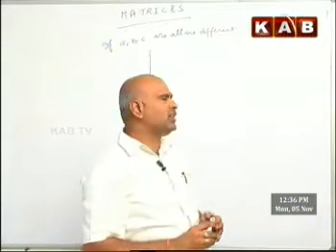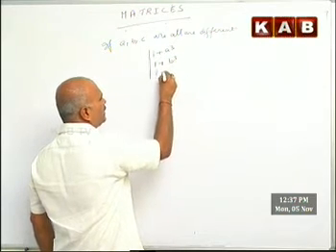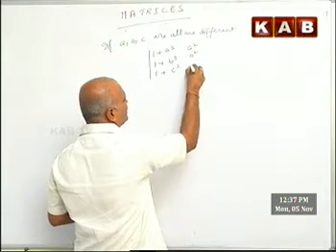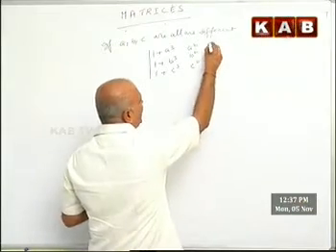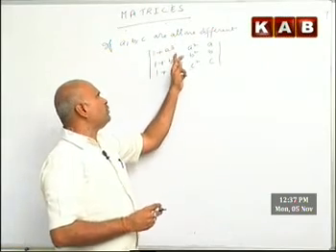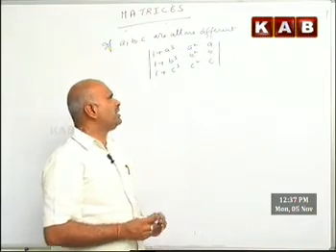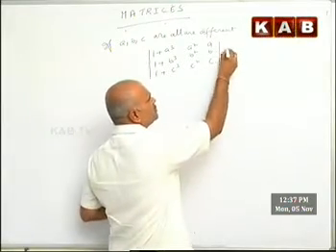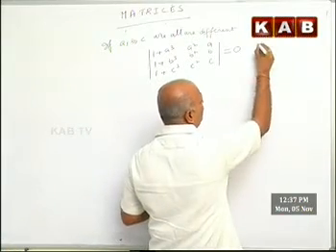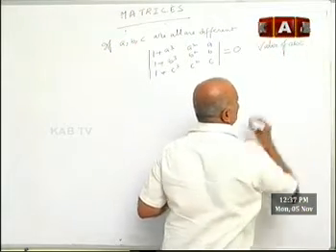the determinant is given as 1 plus A cube, 1 plus B cube, 1 plus C cube, and again A square, B square, C square, and again A, B, C. They give that this determinant is equal to 0. Then find the value of ABC.